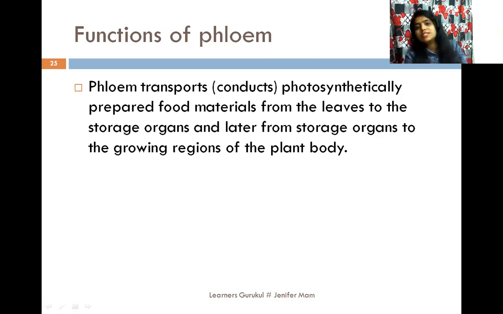Now let's talk about some of the functions of phloem. Phloem transports photosynthetically prepared food materials. Like xylem, which takes water and minerals, phloem helps in the transport of photosynthetically prepared materials from the leaves. Photosynthesis takes place in the leaves, so the leaves prepare food through photosynthesis, and this food is taken to the other parts of the plant through the phloem.